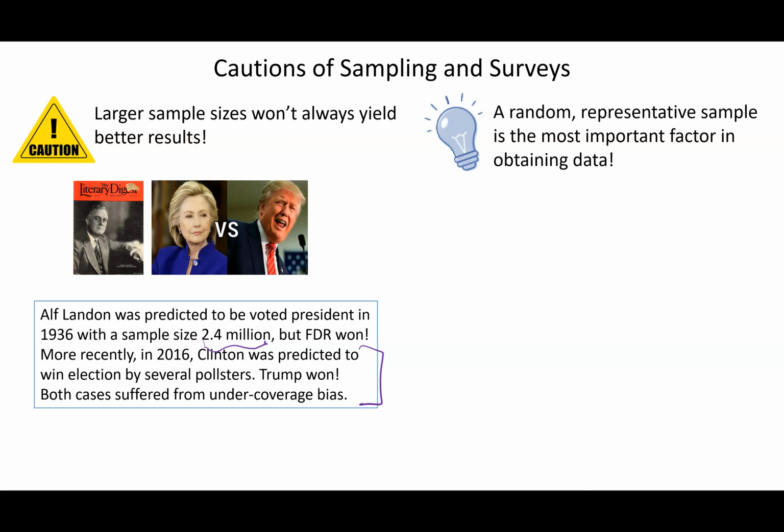So it's so important to have a random representative sample. It's possible to have representative without random, but it's much, much harder. The easiest way is to have a random sample.